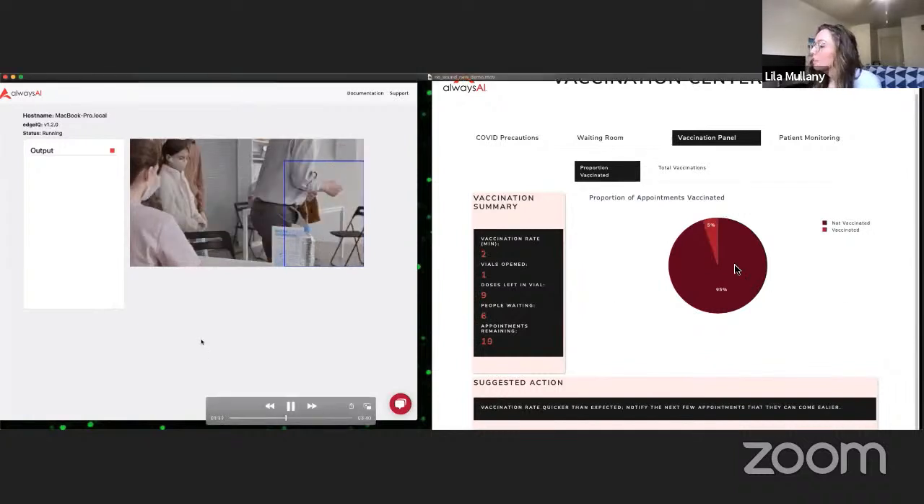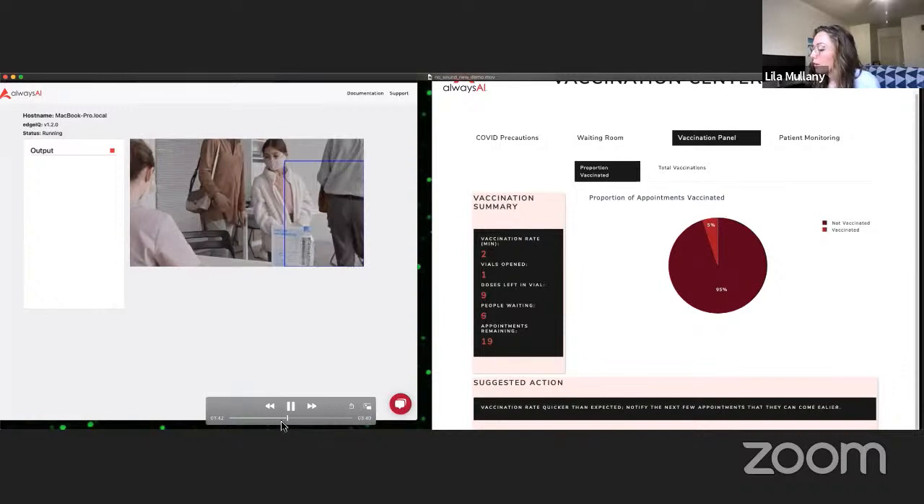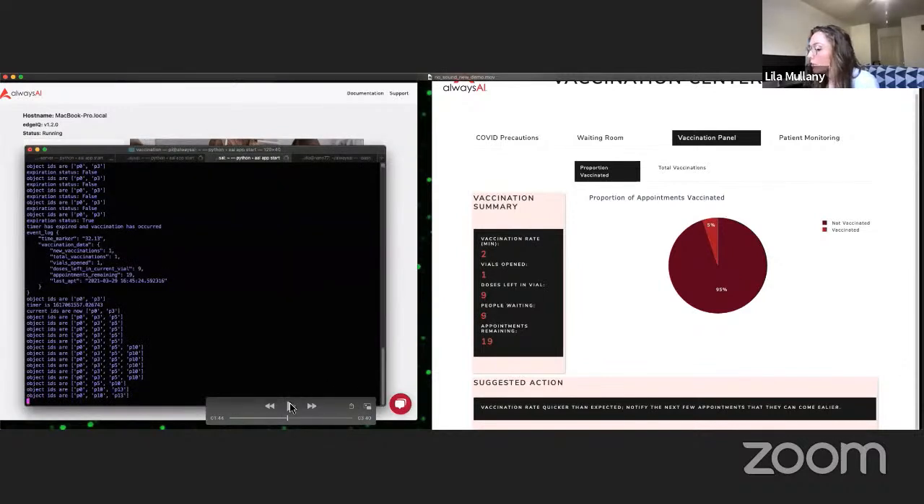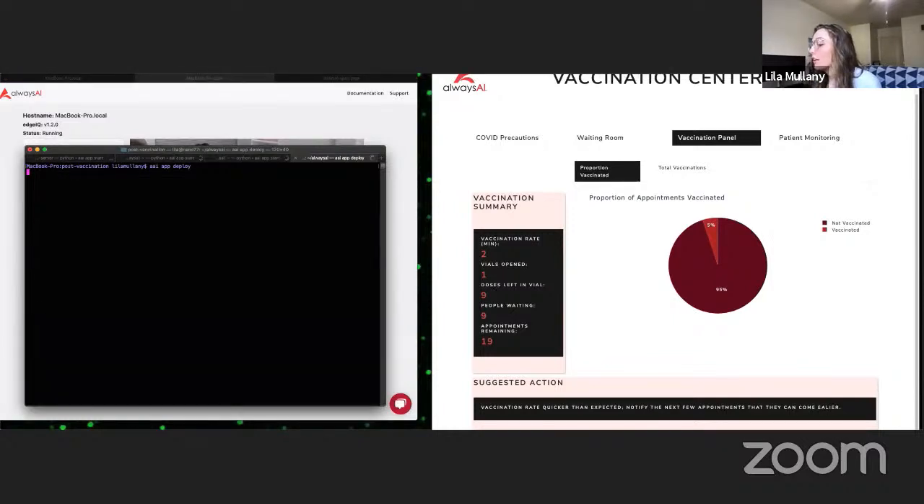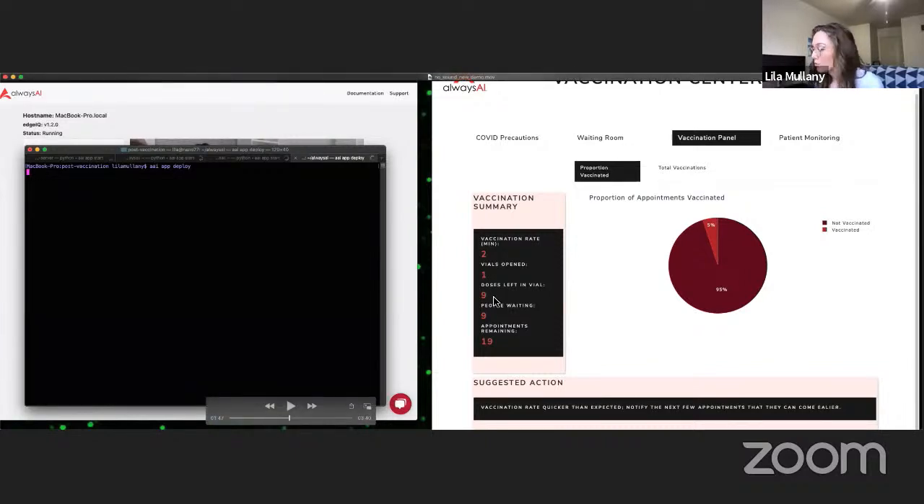So you can see here that it could tell that one vaccine was administered. And you can see that that means that at least one vial was opened. And because we know that there are 10 doses per vial, there are 9 doses left. And there are 19 appointments remaining because I told the program at the start that we have 20 appointments scheduled today. That can change. You could have it pull from a database or text boxes on program start if that's an easier way to do it. This was just from a configuration file.